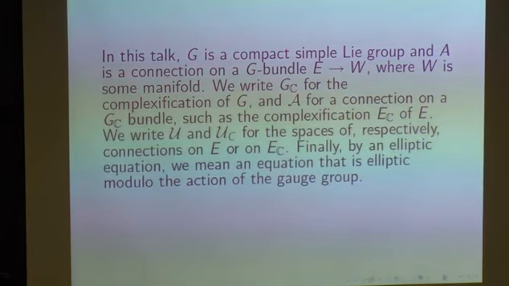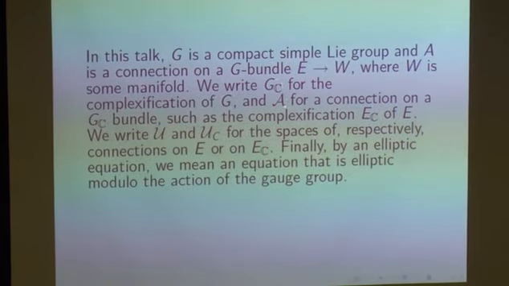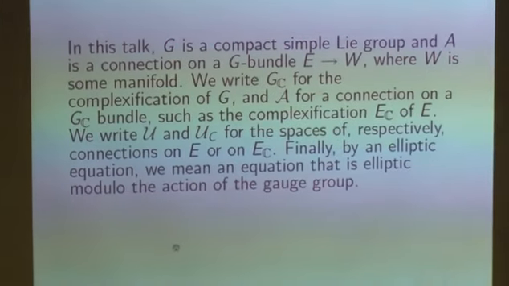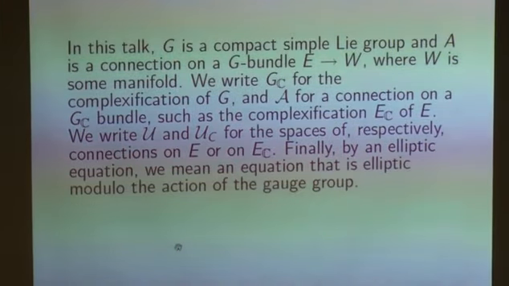If we want to talk about the complexification of G, we introduce it explicitly as G sub C. Likewise, if we have a complex connection on a complexified bundle, we call it curly A, a different font from the regular connection. The complexification of a G bundle E we call E_C. Similarly, U and U_C are the spaces of connections on a G bundle E or its complexification E_C. Finally, all our elliptic equations are gauge invariant equations, and they're elliptic in the appropriate sense for such equations.